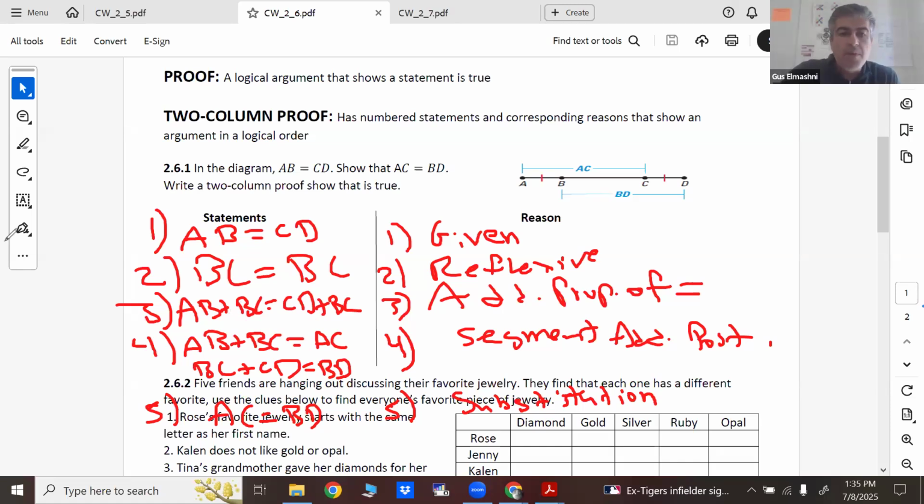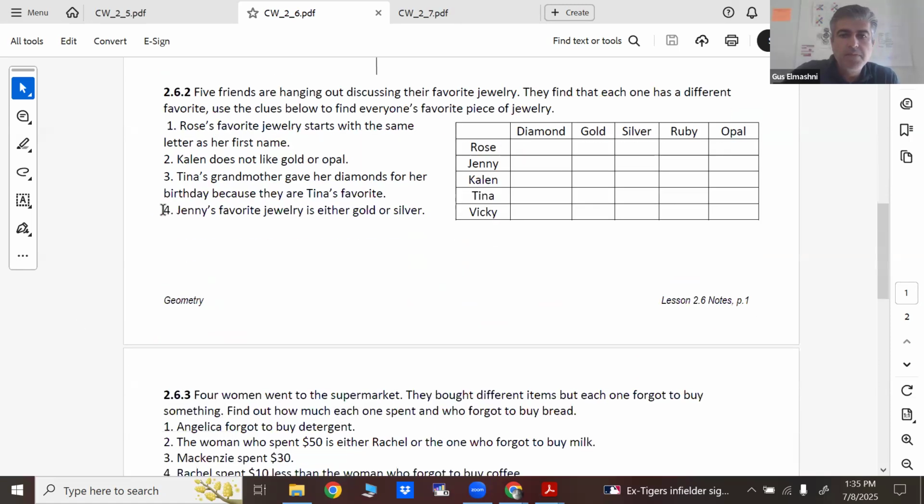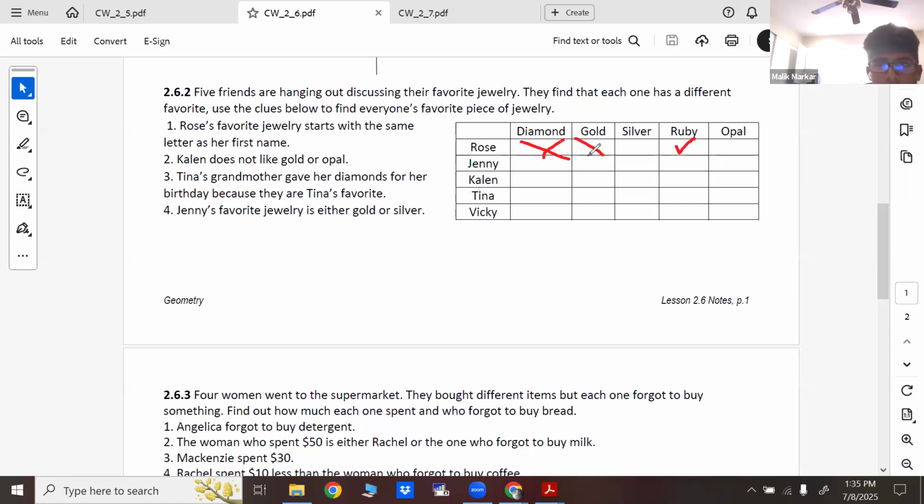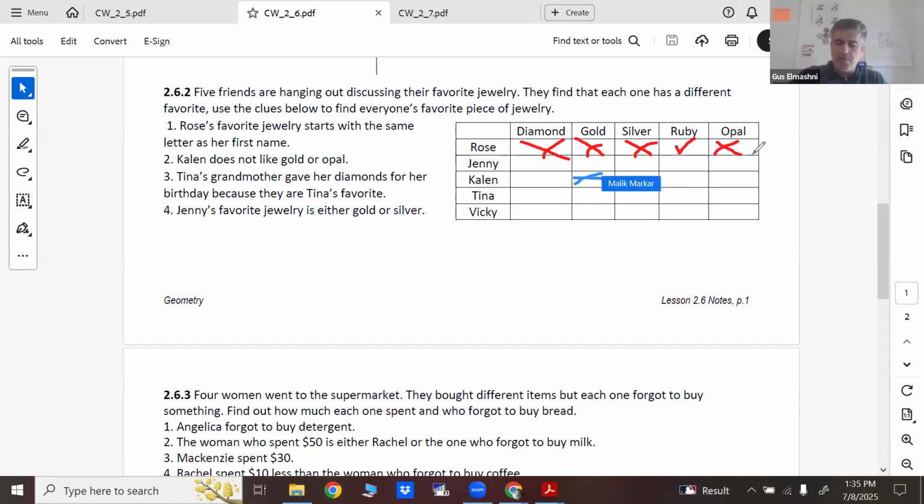Okay, so we'll keep moving. So Rose's favorite jewel starts with the same letter as her first name. So this is all about logic. I mean, it's pretty obvious it's going to be this one. Helen does not like gold or opal. Keanu does not like gold or opal. Okay, so I'm going to have you go through the rest.